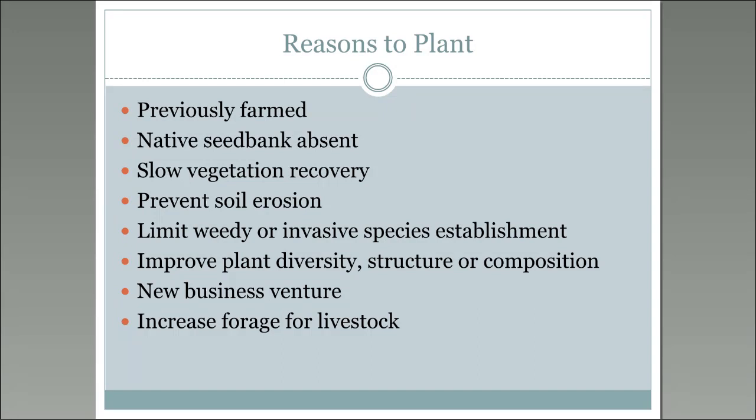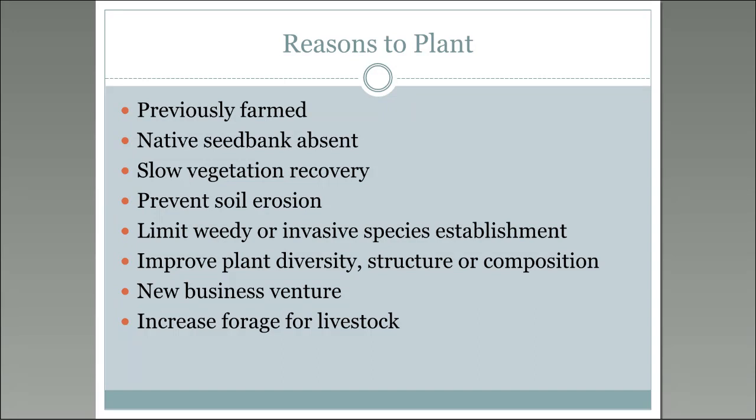Maybe the native seed bank is absent, and that might go back to when it had been farmed. They turn that soil surface over. When your topsoil is no longer on top, you lose a lot of your free native seed. So without that free native seed there, you might be thinking about what you want to plant to restore that vegetative cover on your soil surface. Slow vegetation recovery, maybe after you've done some management project, you're concerned that the vegetation isn't coming back as fast as you would like, and you want to prevent soil erosion.